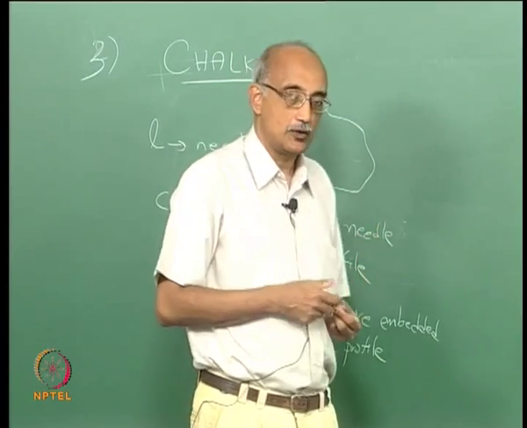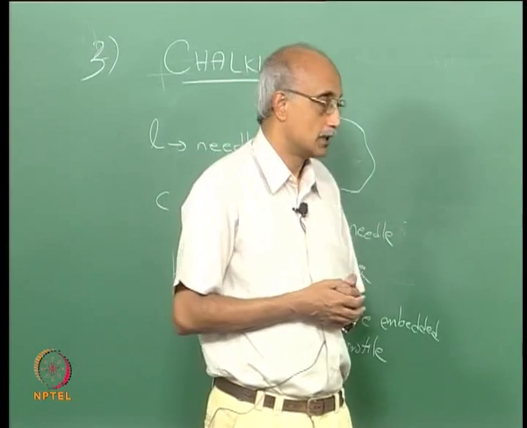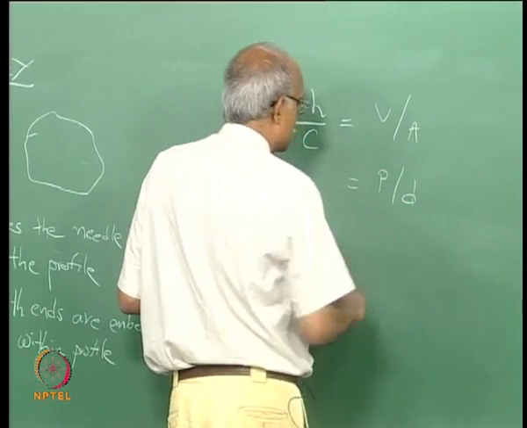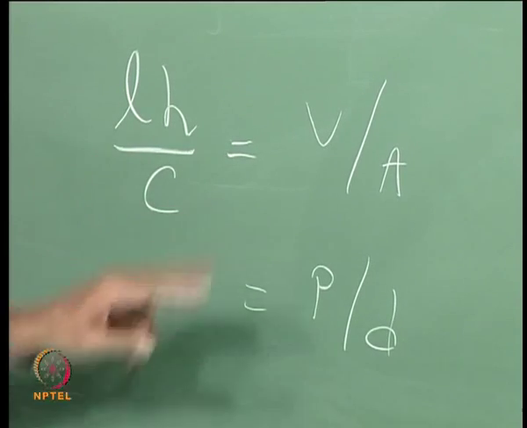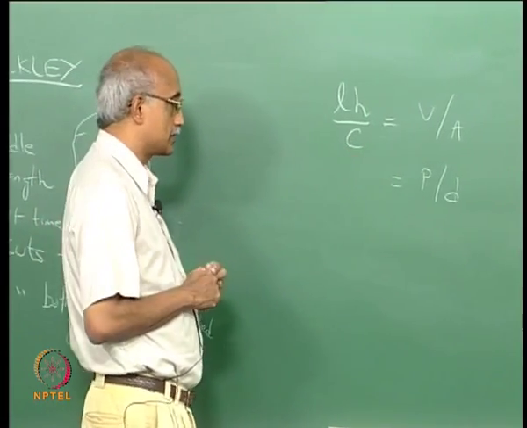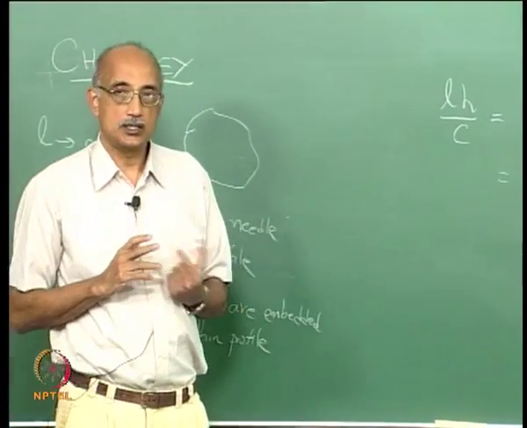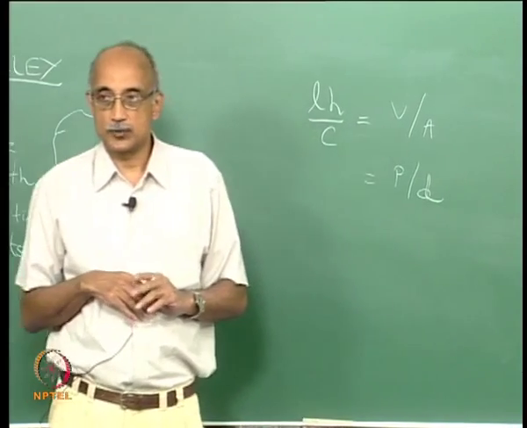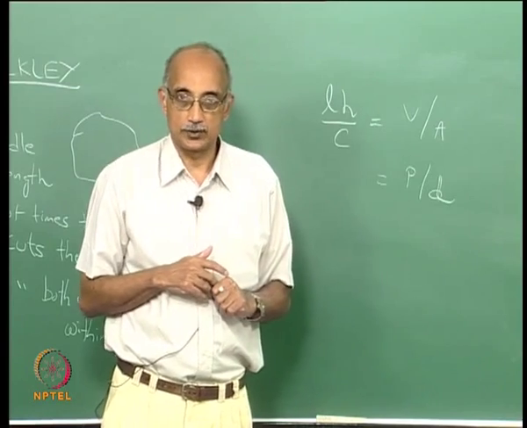So, LH by C you can look at as an indicator of again how bulky the shape is, and similarly you can also look at perimeter over diameter, and very roughly speaking there should be good correlation between these two values with probably some constant multiplication factors, but this ratio of LH by C should be a reasonably good representation of both the volume per unit surface area of the particle as well as the perimeter per diameter of the particle.